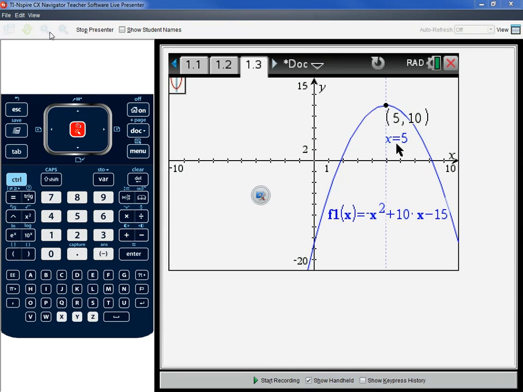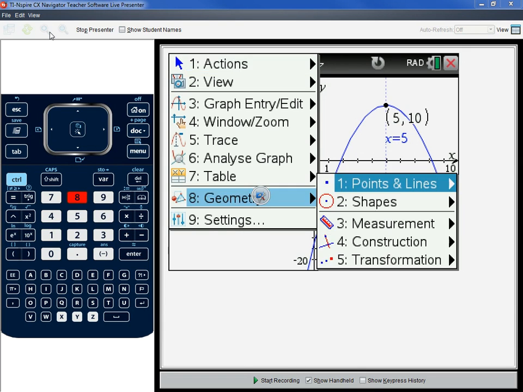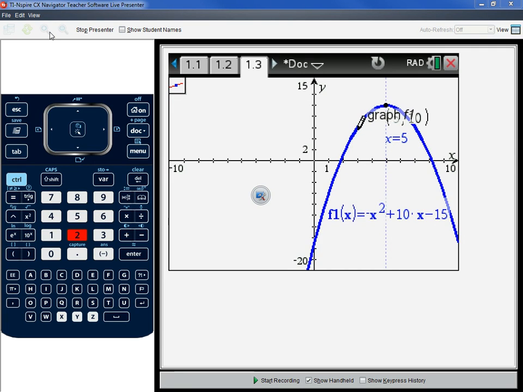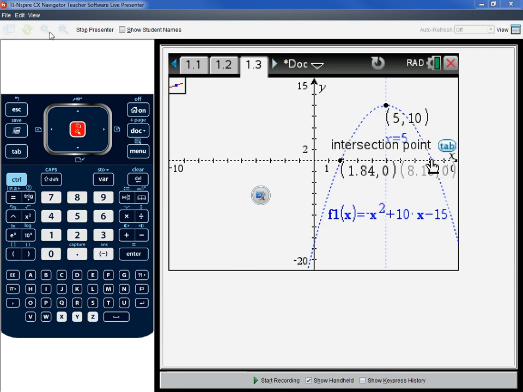Now I need the roots, so I'm going to go to Menu, Geometry, Points and Lines, Point On. I'm going to select this parabola. Be very careful about where I place my cursor. There's my intersection point. Do it again. Select the parabola. Very carefully place the cursor at the intersection point. Okay. And now the only thing I need is the y-intercept. So once again, I'm going to select this parabola and very carefully place my cursor at the intersection point.